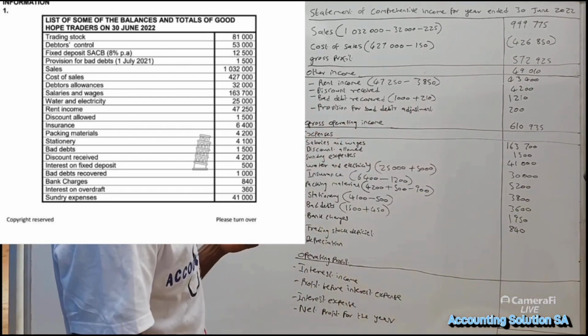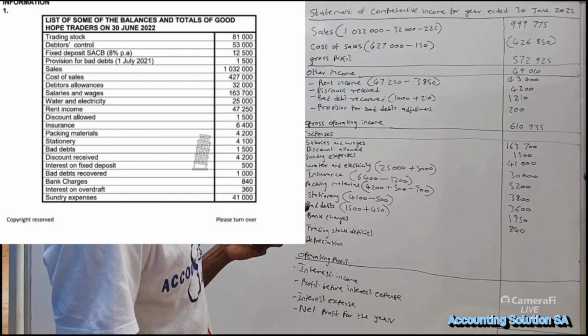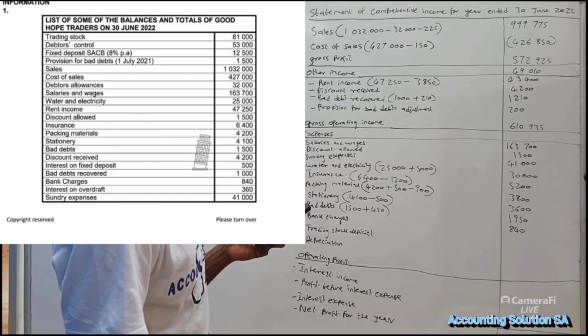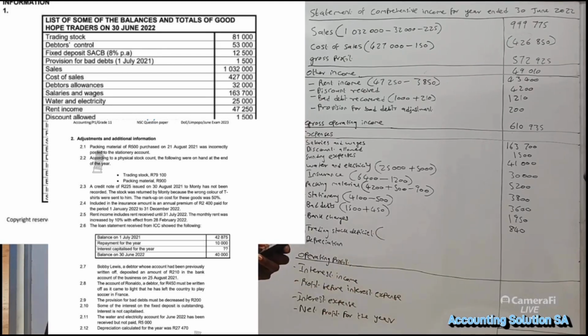Okay, then another one, we have bank charges, but bank charges don't have any adjustment. Just going to copy it, 840. Then after that we have a trading stock deficit. Okay, let's show this one. It's very simple, this one, guys. I know that some people complain about it, but let's do it.